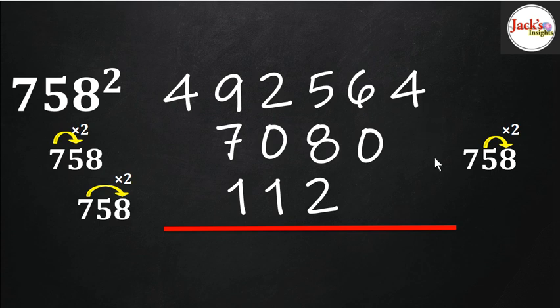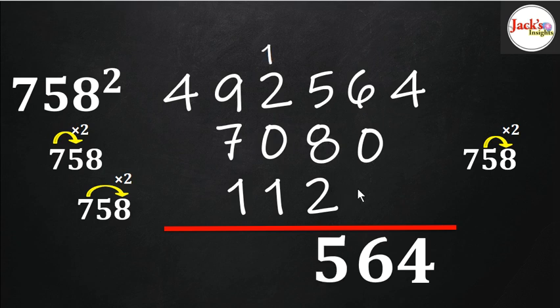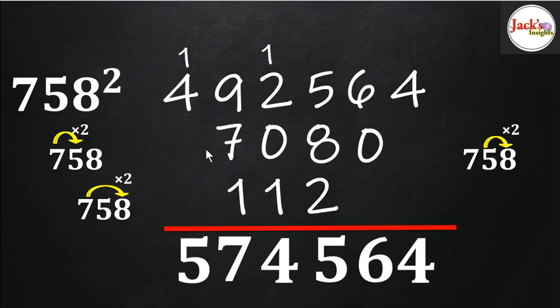So we have the same process. Get the sum. We have 4, 6 and 0, that is 6, and 5 plus 8, that is 13, plus 2, that is 15, carry 1. 1 plus 2 plus 1, that is 4. 9 plus 7 plus 1, that is 17, so 7 carry 1. 1 plus 4 is 5. So the square of 758 is 574,564. Alright?